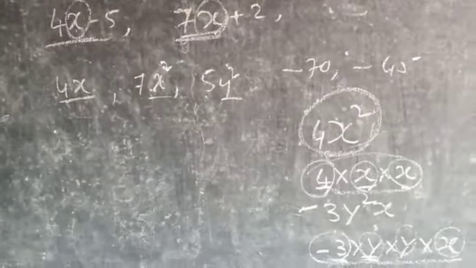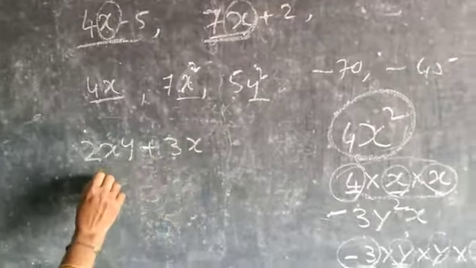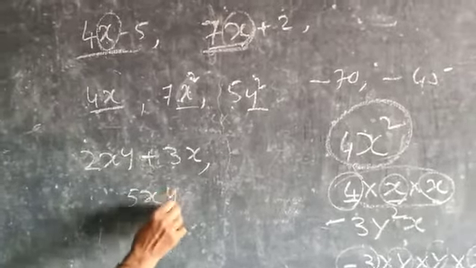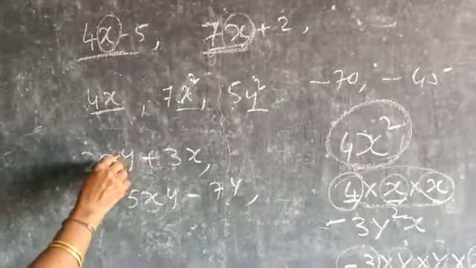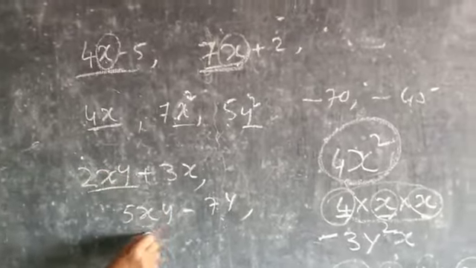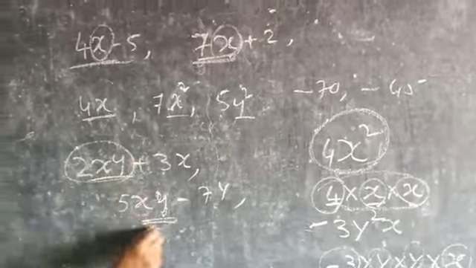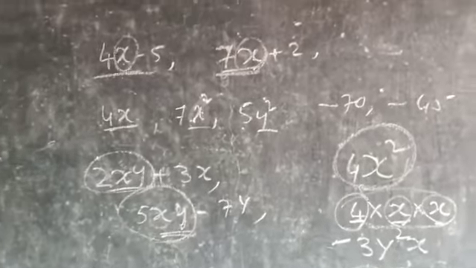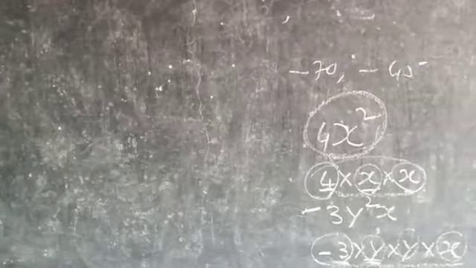Suppose here 2xy plus 3x is there, and another term is 5xy minus 7y. Then what are the same algebraic factors? Here xy, and here also xy. These are the same algebraic factors, so 2xy and 5xy are like terms. Like terms have the same algebraic factors, and unlike terms have different algebraic factors.